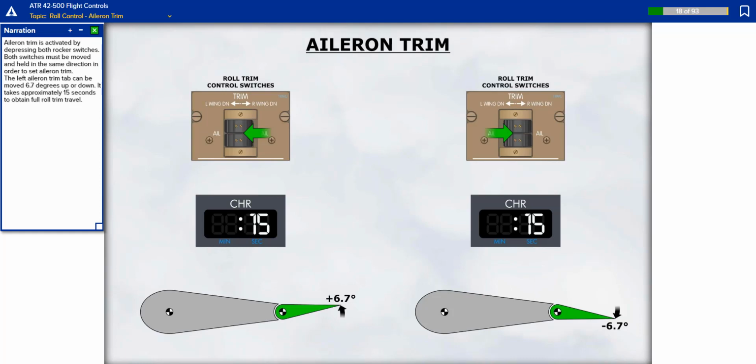Aileron trim is activated by depressing both rocker switches. Both switches must be moved and held in the same direction in order to set aileron trim. The left aileron trim tab can be moved 6.7 degrees up or down. It takes approximately 15 seconds to obtain full roll trim travel.